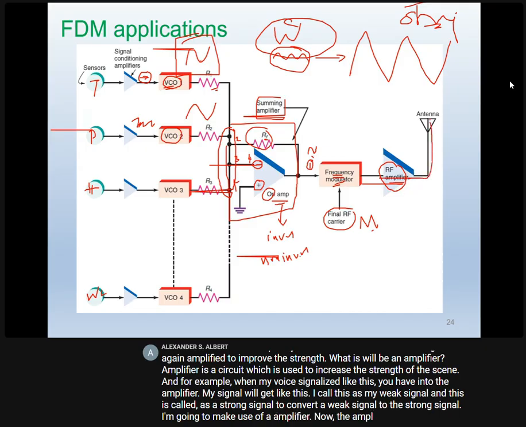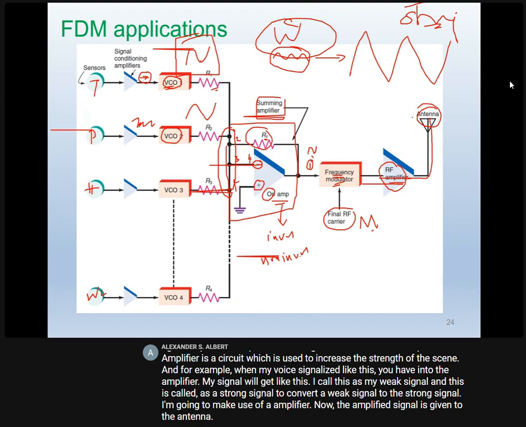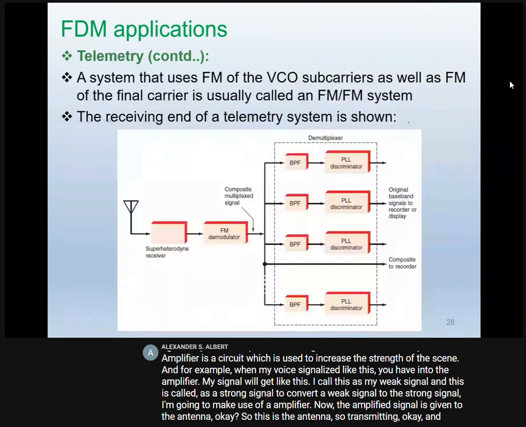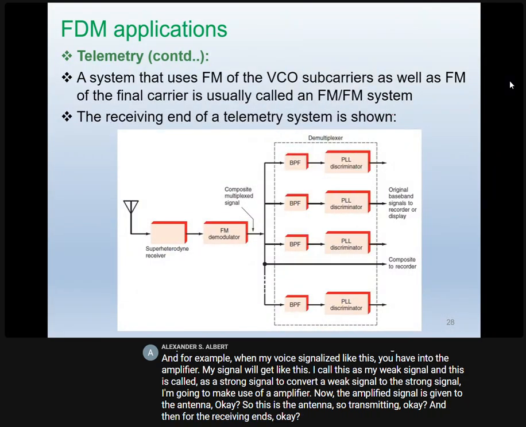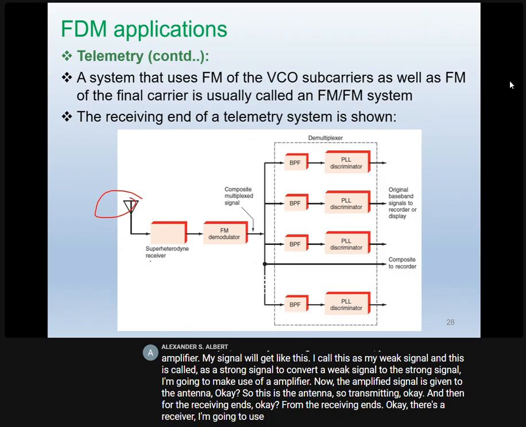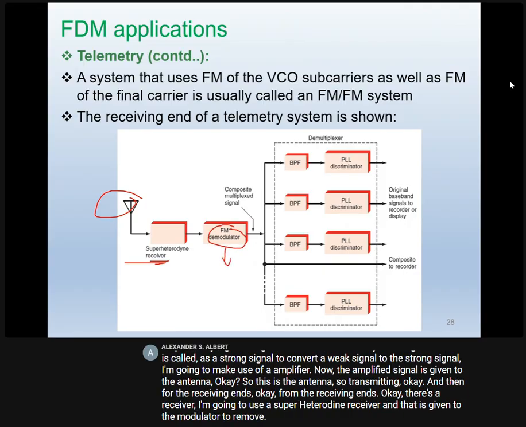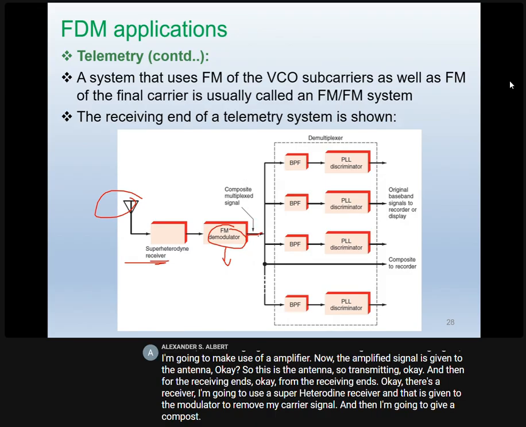Now the amplified signal is given to the antenna. So this is the antenna, transmitting. And for the receiving end, this is a receiver. I'm going to use a superheterodyne receiver, and then it's given to the demodulator to remove my carrier signal, and then I get the composite multiplexed signal.